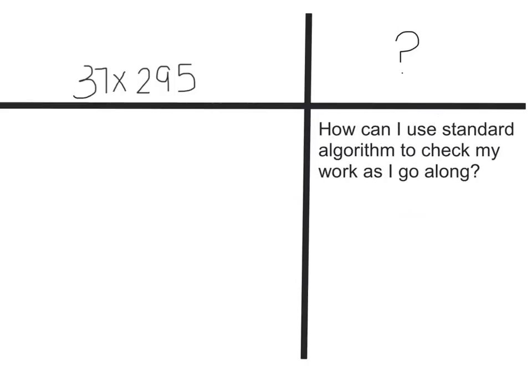Another question might be, how can I use standard algorithm to check my work as I go along? You can check your work using standard algorithm by multiplying 37 times 295, or by multiplying the smaller values in order to get the area of the rectangle.